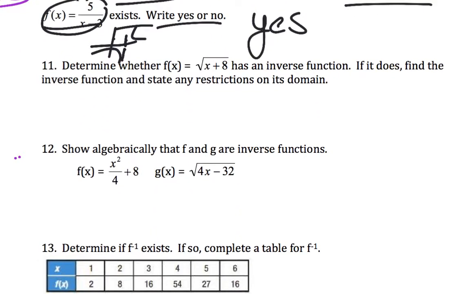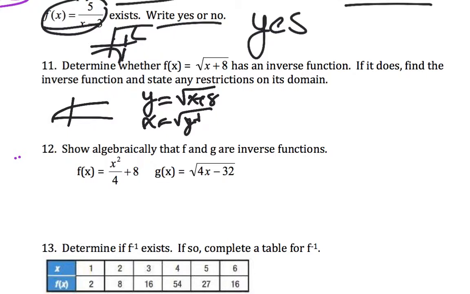11, determine whether f of x equals the square root of x plus 8 has an inverse. If it does, find the inverse function stating the restrictions on its domain. So number 11, if I graphed it, it was back like this. So yes, it does have an inverse. So we're going to find that, and we start out by changing the f of x to a y, and then we switch the x and the y. And then in order to get rid of the square root, I square both sides. So I have x squared equals y plus 8. Subtract the 8, and I have y equals x squared minus 8.